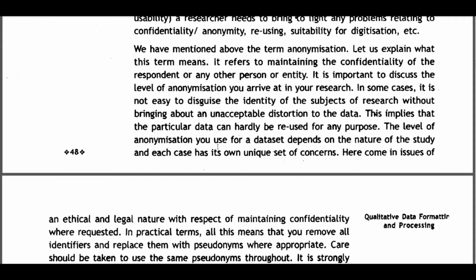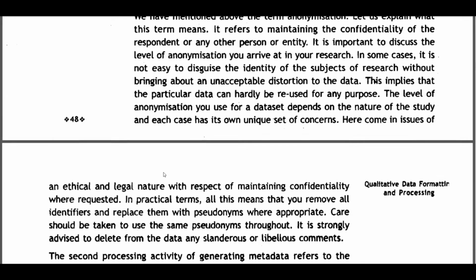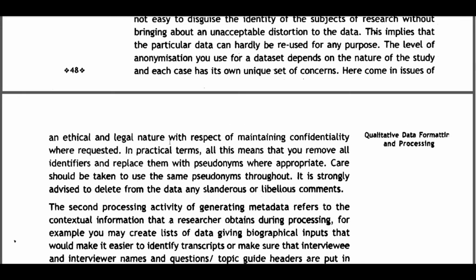The level of anonymization you use for a data set depends upon the nature of the study, and each case has its own unique set of concerns. Here come in issues of an ethical and legal nature with respect to maintaining confidentiality where requested. In practical terms, all this means that you remove all identifiers and replace them with pseudonyms where appropriate.